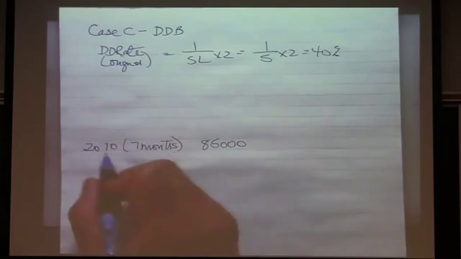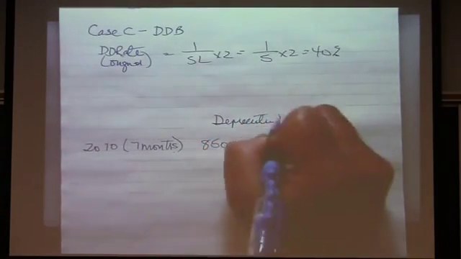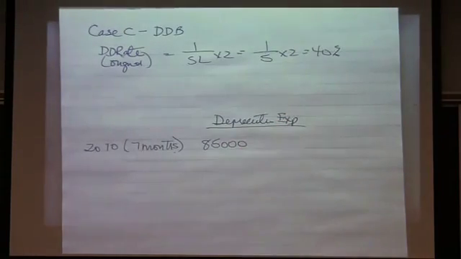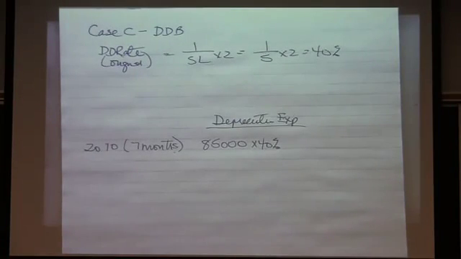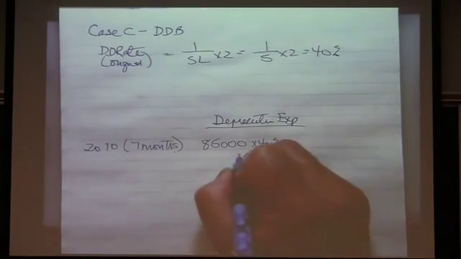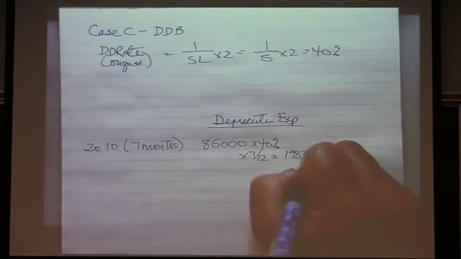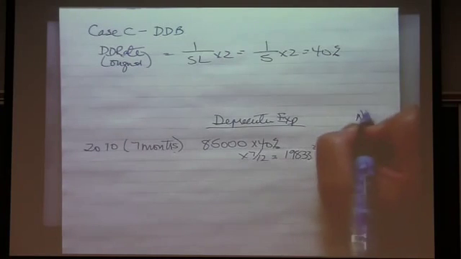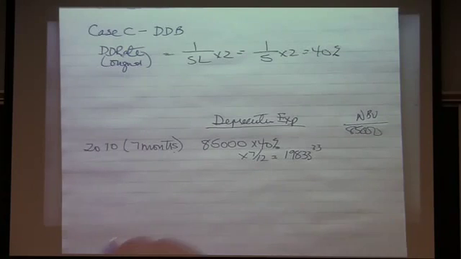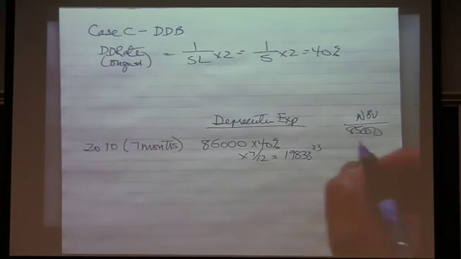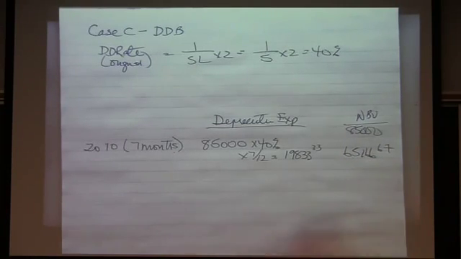So in this case, because this is the first year, we're going to take $85,000 times the depreciation rate of 40%, times 7 over 12 to give us $19,833.33. Net book value is going to be the difference between $85,000 less $19,833 to give us $65,166.67.